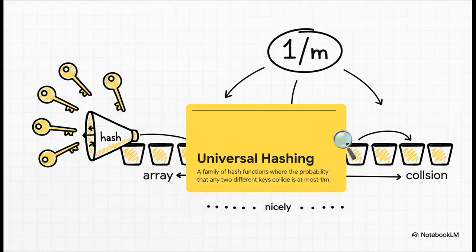This whole idea has a formal name. It's called universal hashing. It's basically a family of functions that comes with a solid mathematical guarantee. That guarantee says, if you pick any function from this family at random, the chance that any two keys you care about will collide is super, super low, no more than 1 divided by the size of your array. It makes sure that, on average, everything gets spread out nice and evenly.